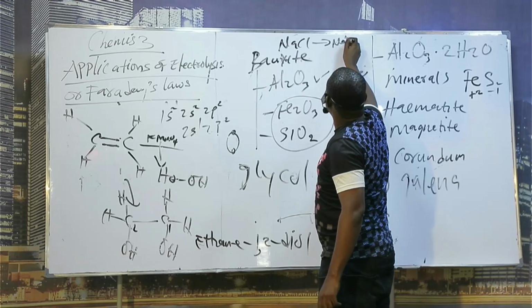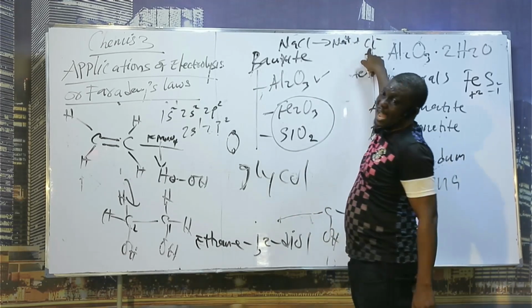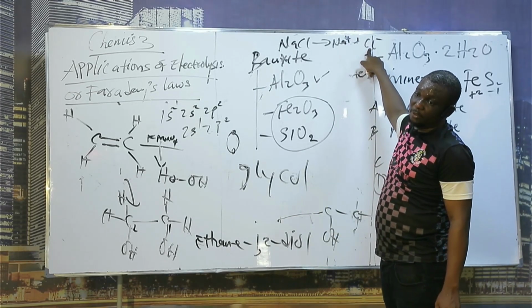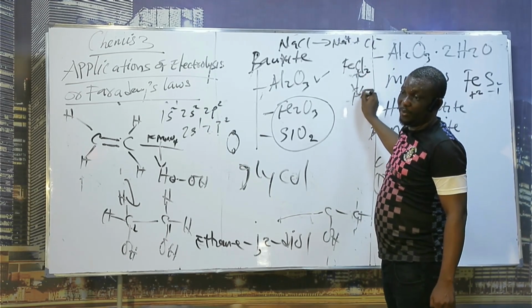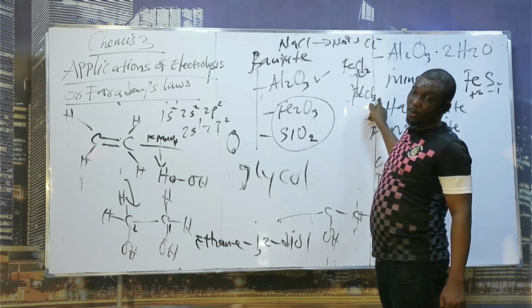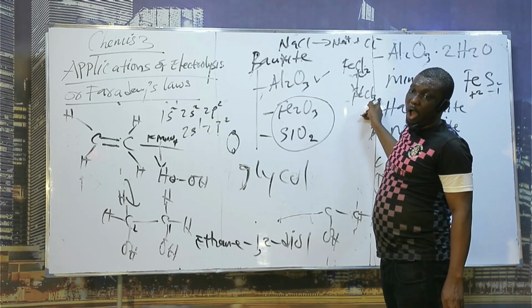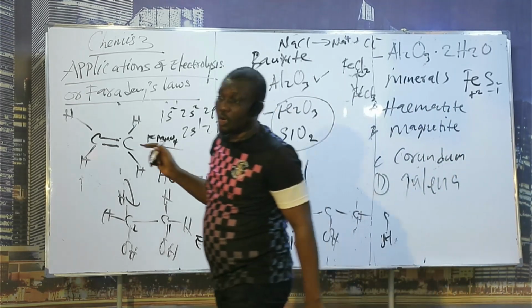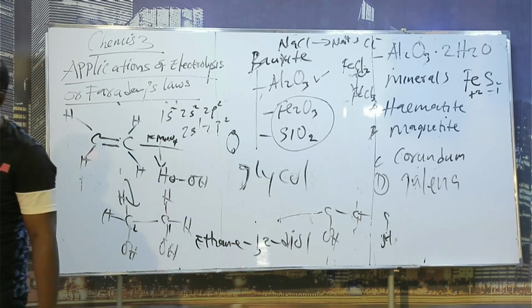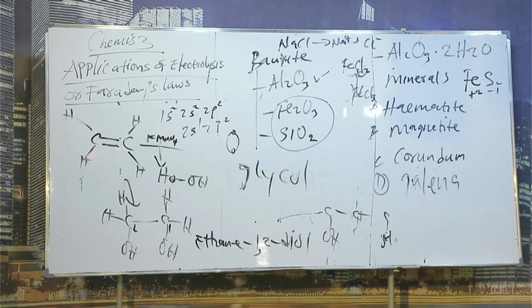NaCl gives Na plus and Cl minus. Cl minus is again an ion. If it reacts with iron, it forms FeCl2, which oxidizes to FeCl3. Oxygen is not the only substance that can cause rusting. Chlorine can also cause rusting of iron. Rusting can be caused by oxygen or chlorine. Any oxidizing agent can cause rusting. Chlorine is an oxidizing agent, just like oxygen.